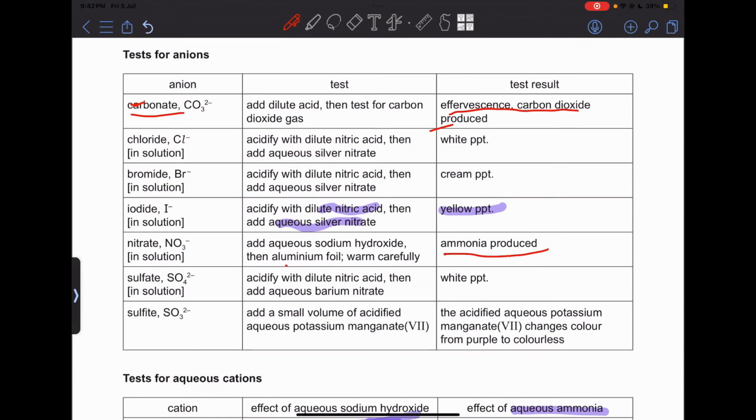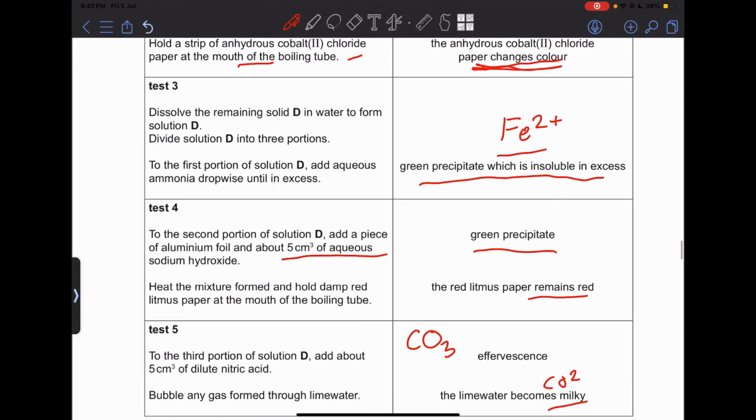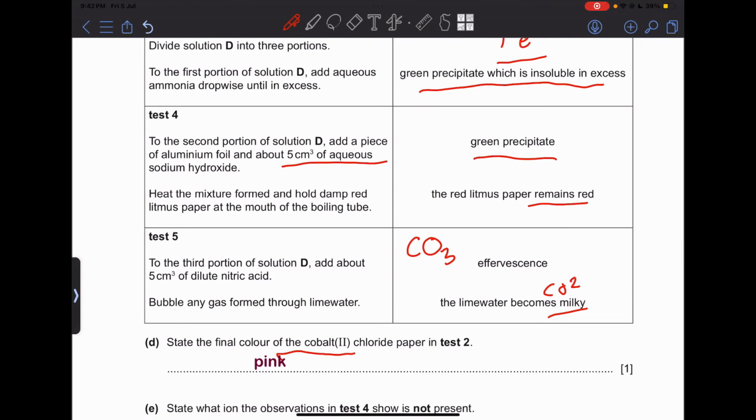They add aluminum foil and sodium hydroxide. So if there was nitrate, there would be ammonia produced. And over here they said that the red litmus paper remained red, so that means that there was no ammonia. If there was ammonia, then it would change to blue. So that was not present.